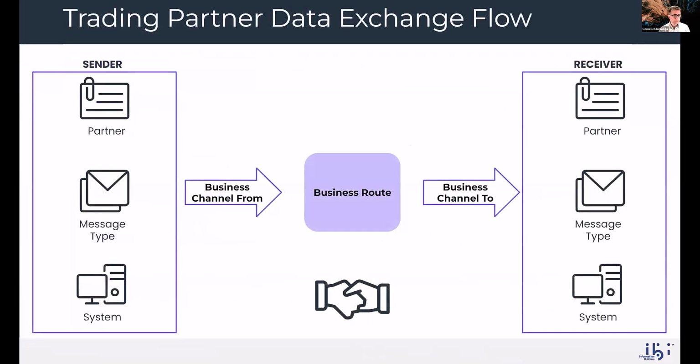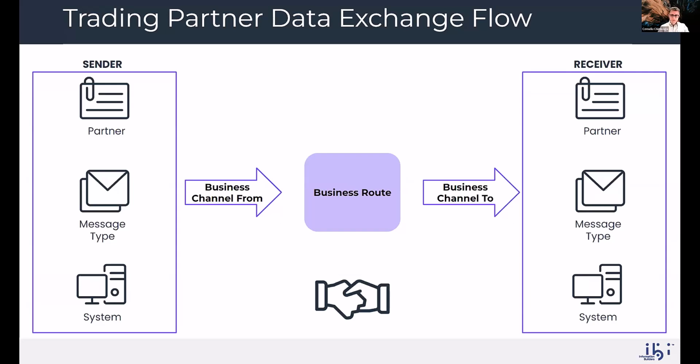This slide represents a simplified high-level view of a business route. Each end of a business route is defined by three components. The first component is the partner, the sending partner, and the receiving partner, which by the way, can be anything that can generate or receive messages, not necessarily strictly a business partner.